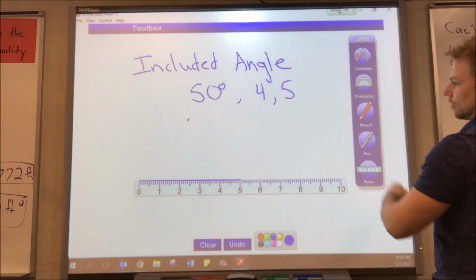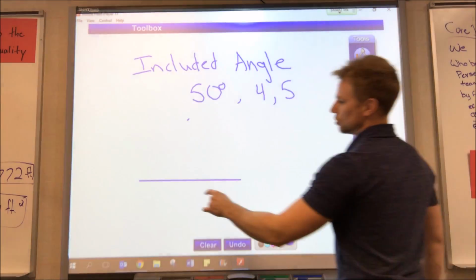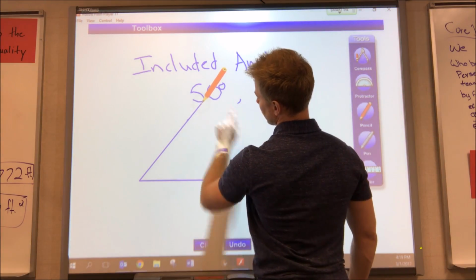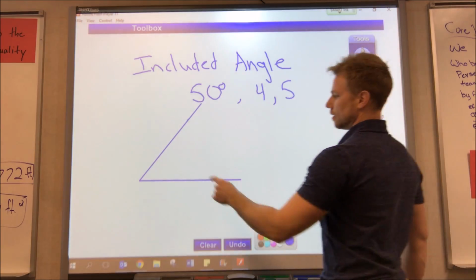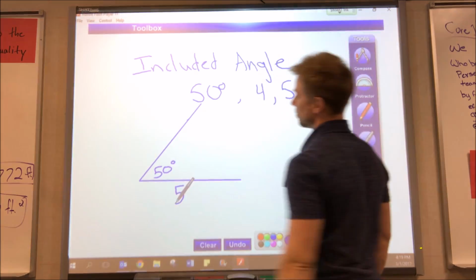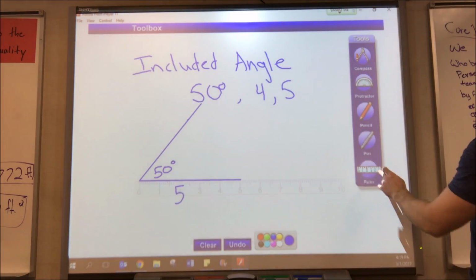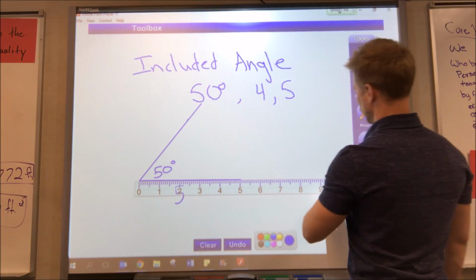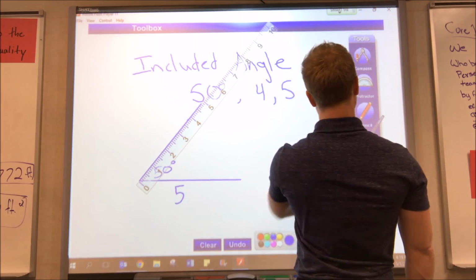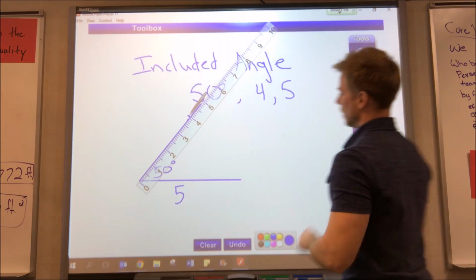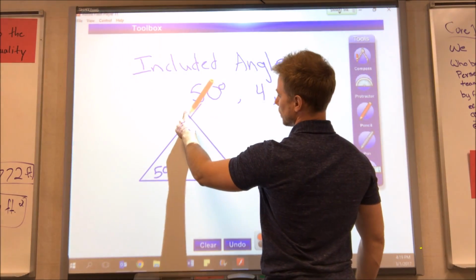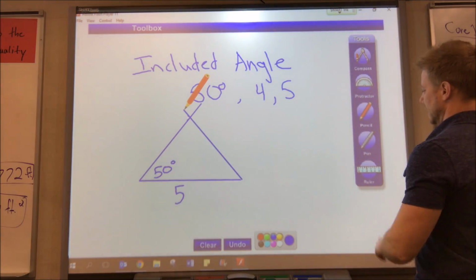I'll mark it, get rid of my compass and my ruler, draw a line going through that mark, and I usually go past it to make sure it's long enough. So I have a 50-degree angle down here. The bottom side is 5, and then the top side over here needs to be 4. So I can move my ruler up to 4. I'll mark it at 4 right there, get rid of my ruler, draw a line from the end point to that mark, and now I have my triangle.